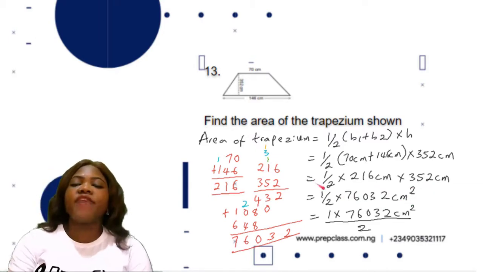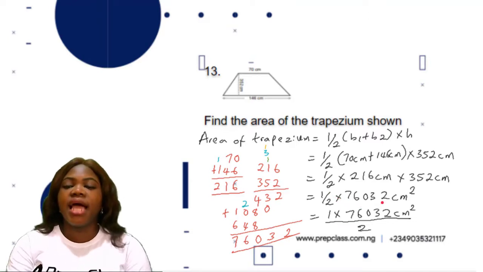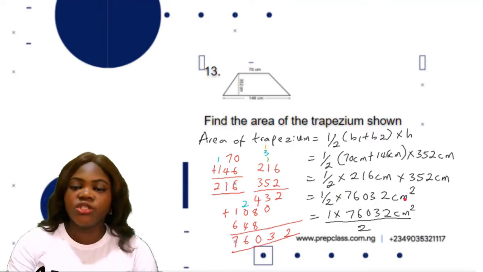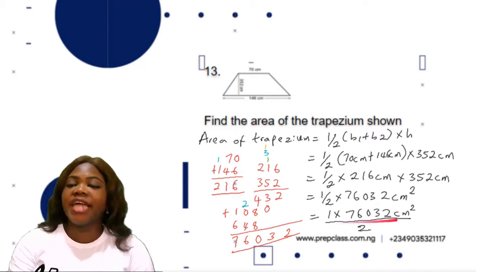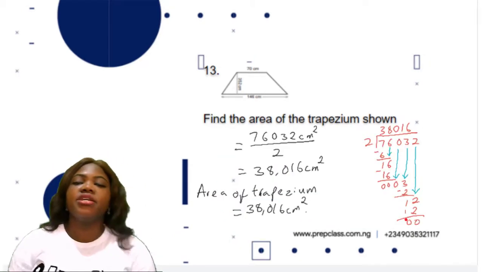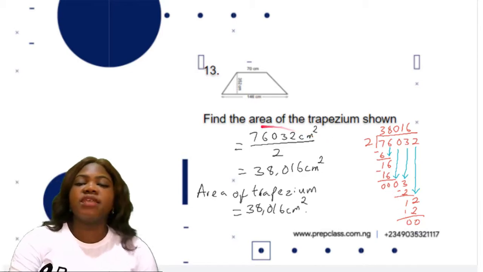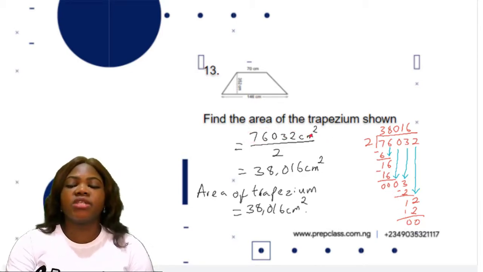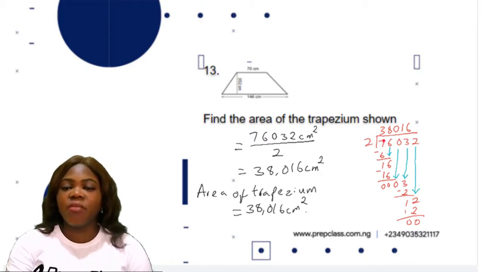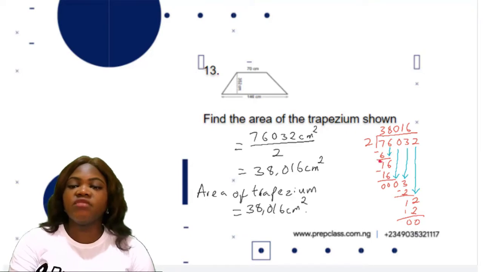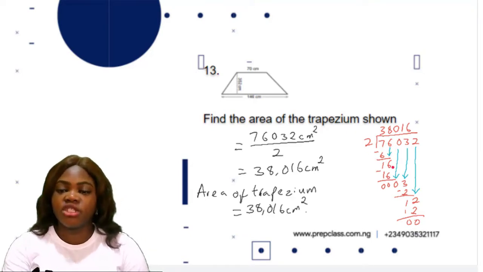So now we have half times 76,032 centimeter square. So 1 times 76,032 centimeter square divided by 2. Okay, so now we have 76,032 centimeter square divided by 2. We can do that here. 7 divided by 2 is 3. 3 times 2 is 6. 7 minus 6 is 1. 1 is not divisible by 2, so we drop down the next digit, which is 6.